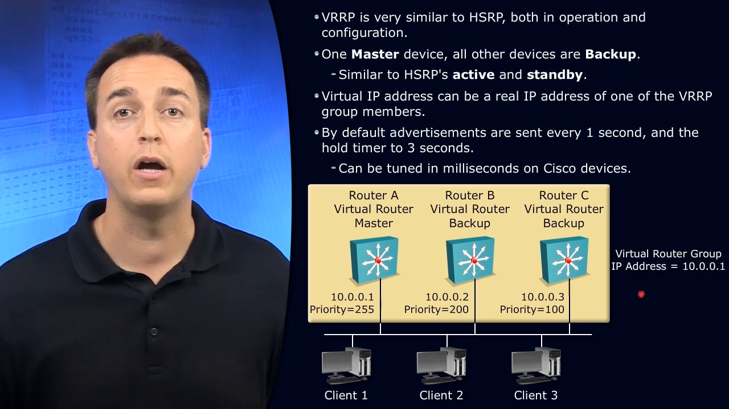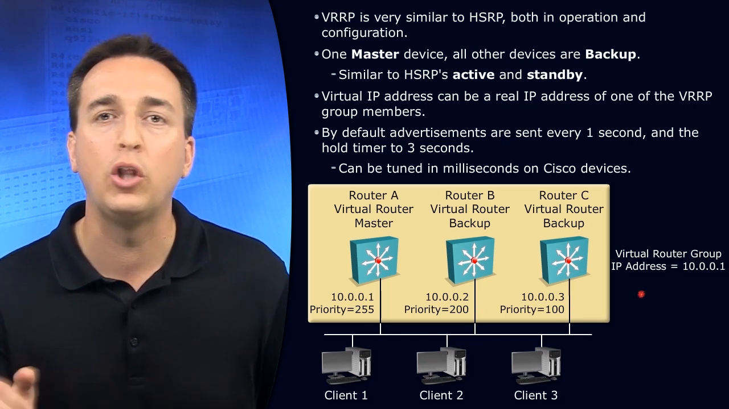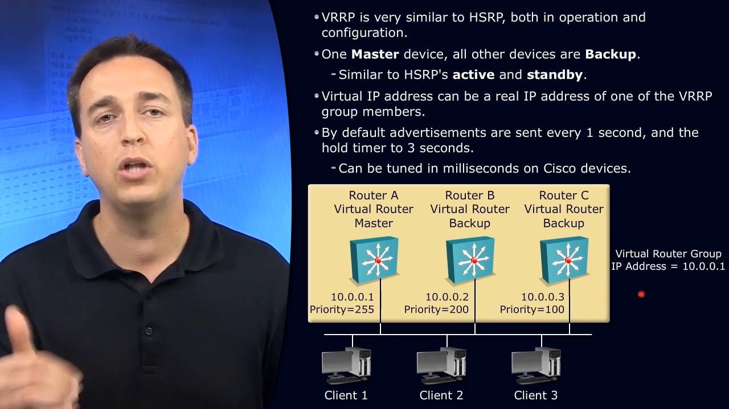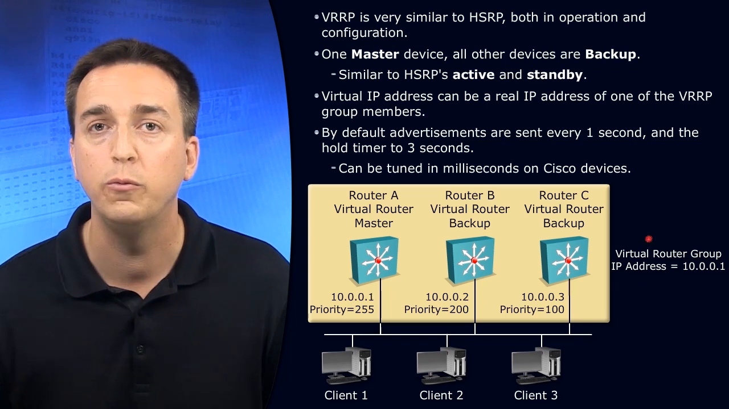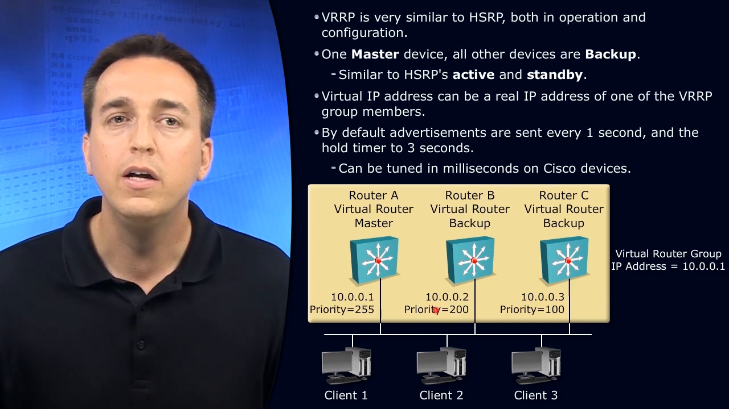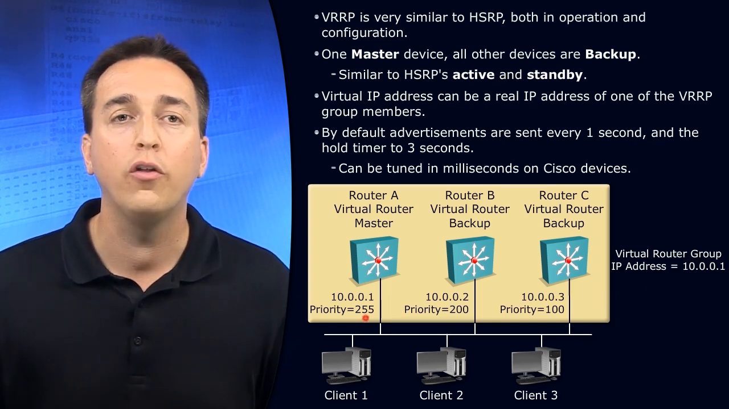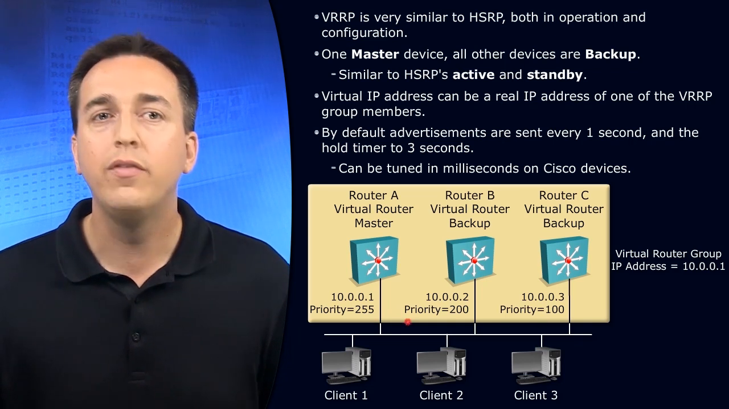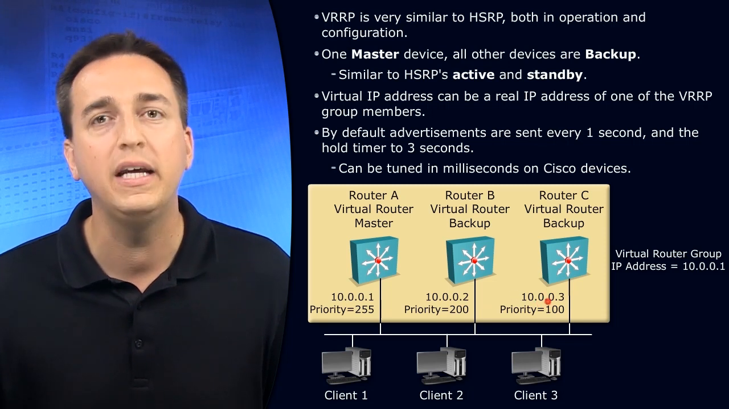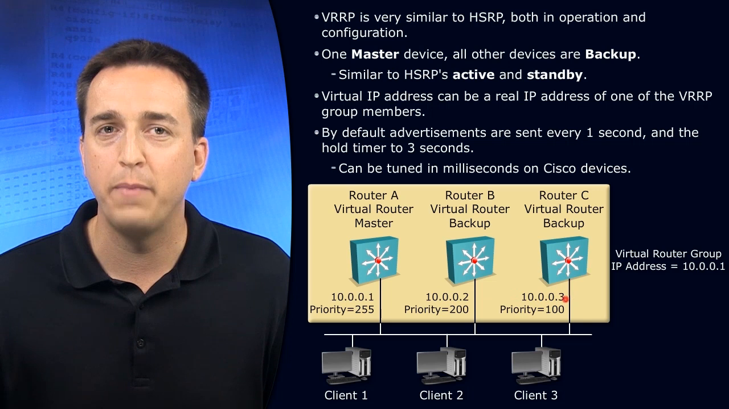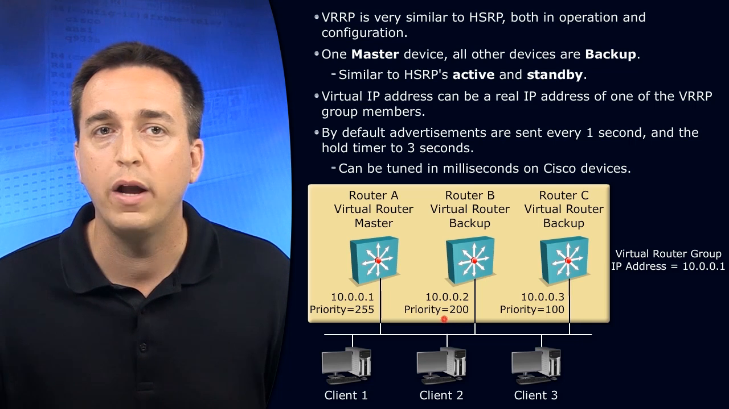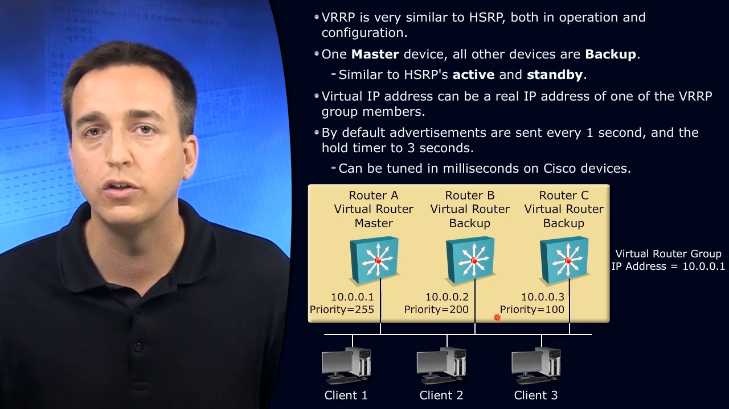Now, let's say your virtual router group was an address that didn't belong to any of these routers. So let's say it was 10.0.0.4. Well, since it doesn't belong to any of these routers within the VRRP group, then the election process as to who will be the virtual router master comes down to strictly priority. So if all the routers had the same priority of 100, then the router with the highest IP address on the interface in the group would become the virtual router master. So it would be Router C if all the priorities were the same. However, if Router B had the higher priority, then it would become the virtual router master for that group.